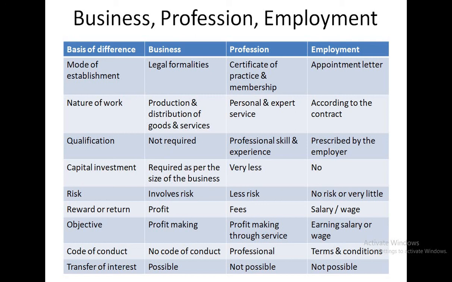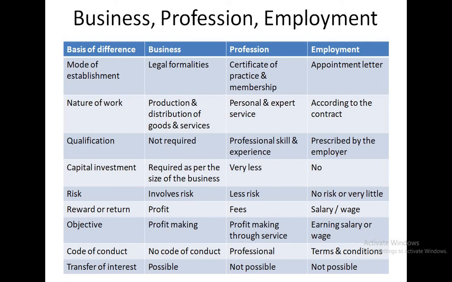Second main point, nature of work. Under business, production and distribution of goods and services to the public. Then under profession, providing personal and expert service. In employment, performing work according to the contract. Third point, qualification. In business, no minimum qualification is required. Under profession, professional skill and experience is a must. Under employment, as prescribed by the employer.